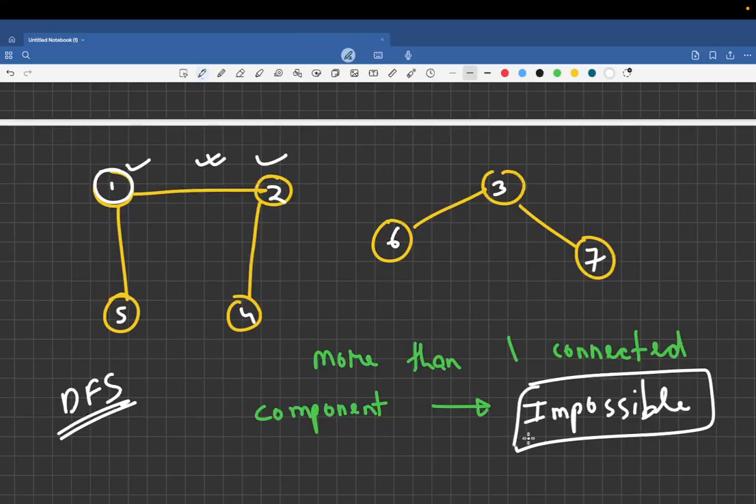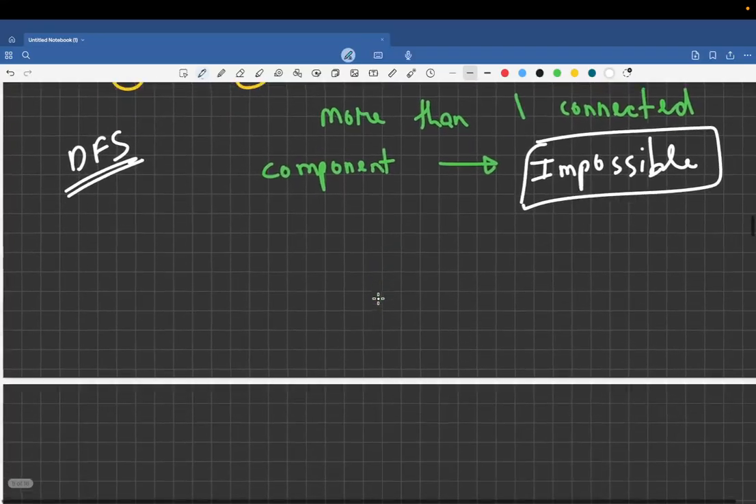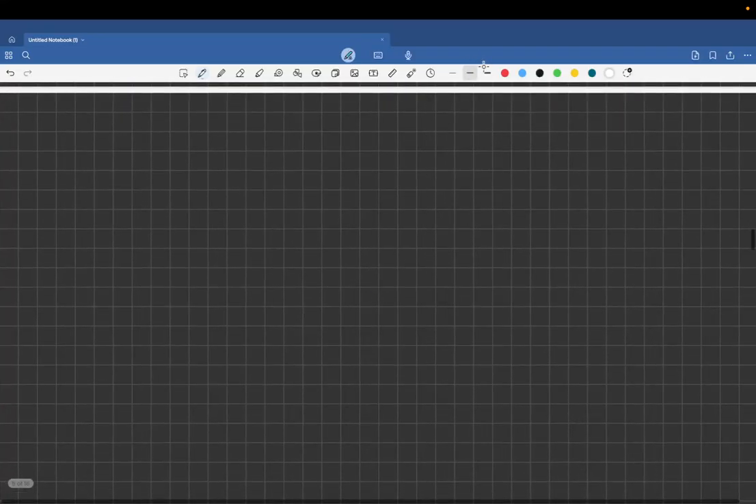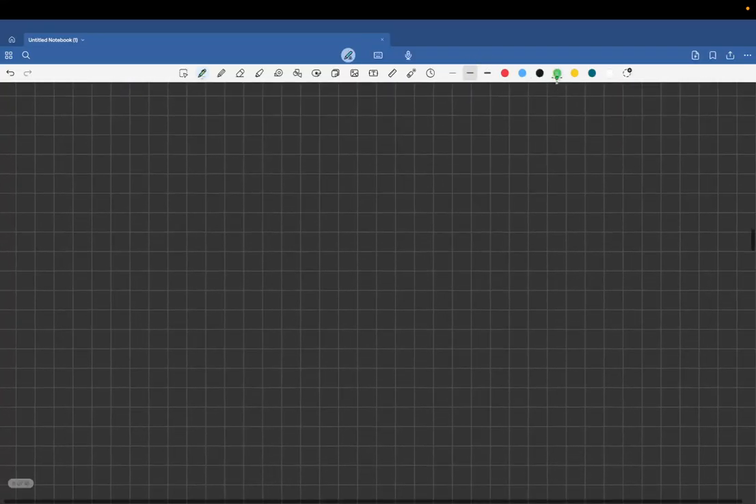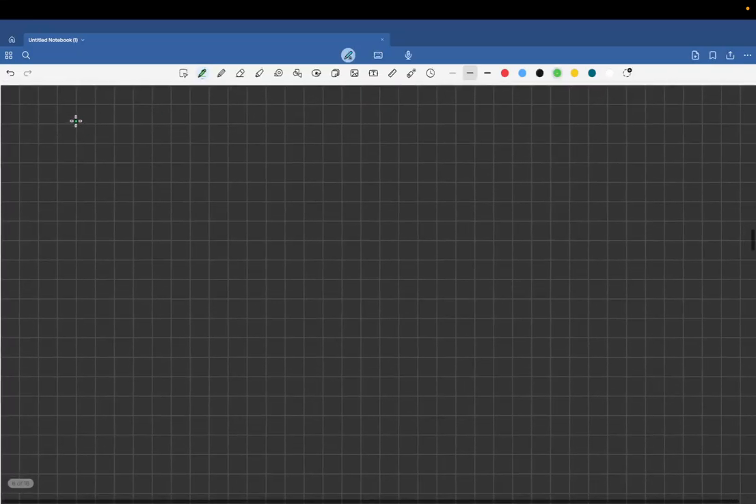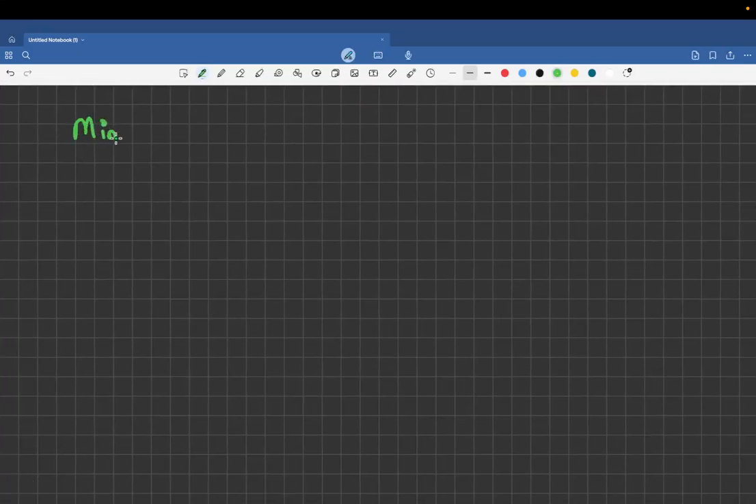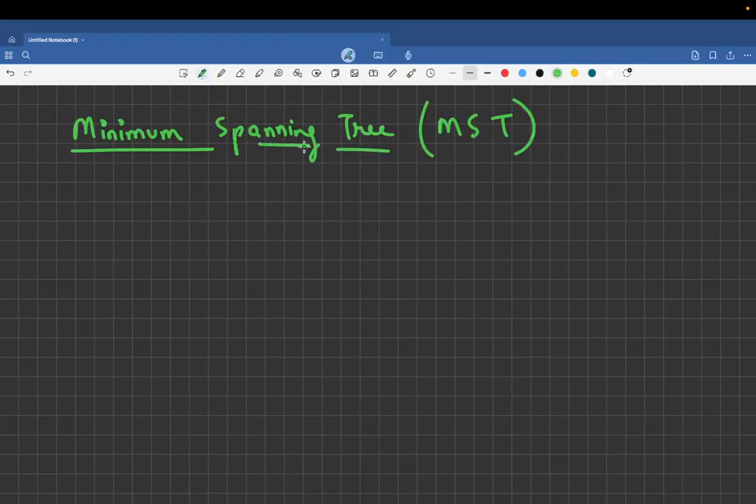If you have only one component, the answer is always possible, isn't it? Okay. Now let's see how we can actually solve this. So this question is a very basic implementation of minimum spanning tree. Many of you would have heard of MST, right? Minimum spanning tree. So basically, what does that mean?